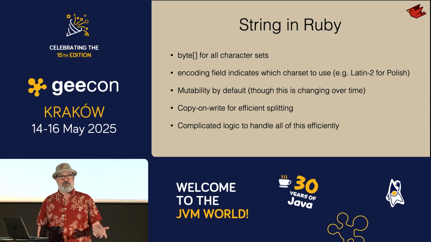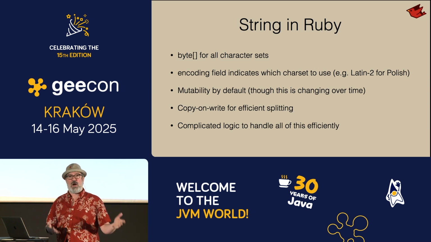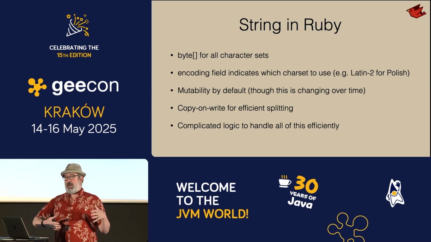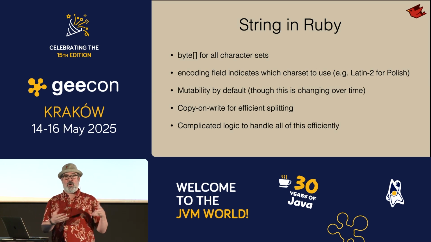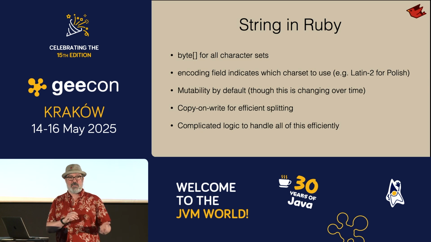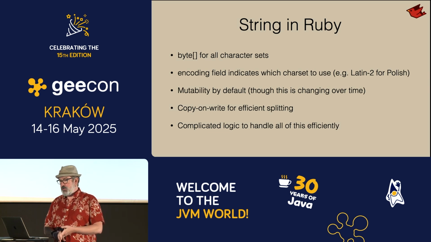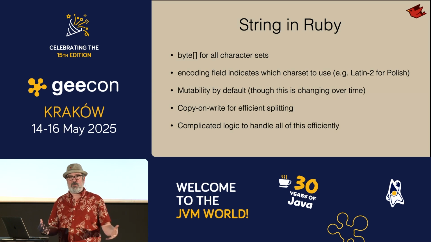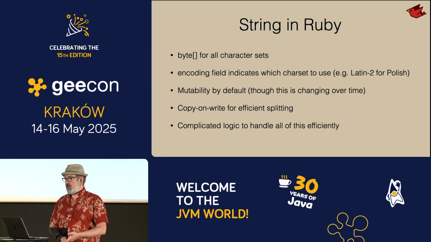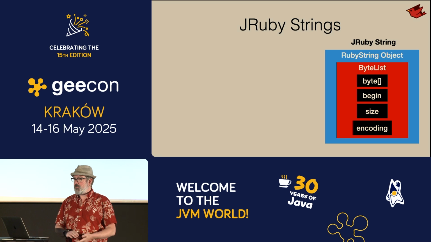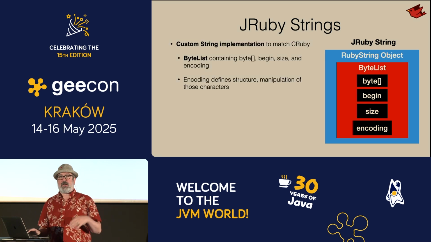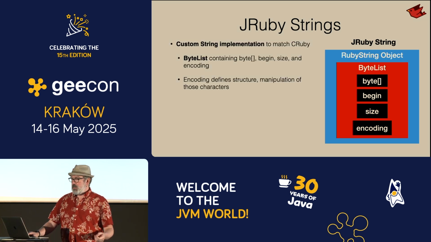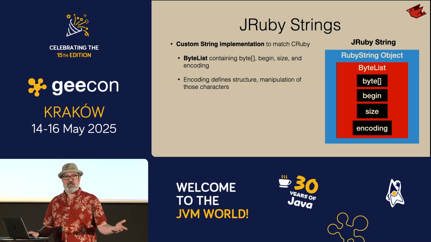It's mutable by default, so we've had to build our string to optimize mutability and splitting and use copy on write to avoid copying buffers as often as we might have to if we were doing a fully immutable string. And again, complicated logic under the covers to try to optimize all this and make it work well on a modern JVM. So here's what we've got for our JRuby strings. We've got a custom string implementation. We wrap an object we call a ByteList. This is sort of like a string builder, but with bytes and with different encodings allowed.